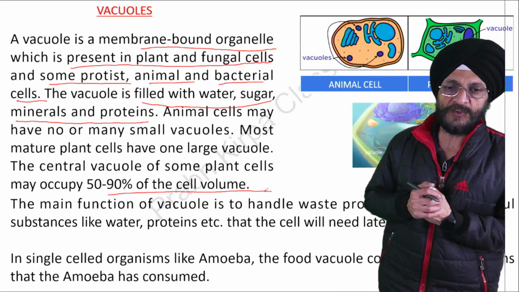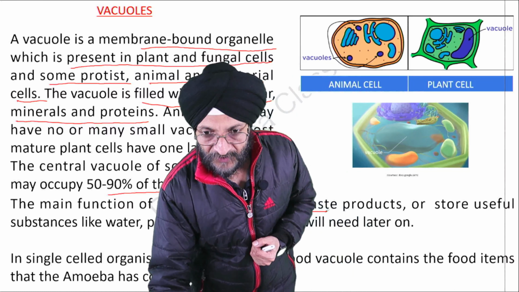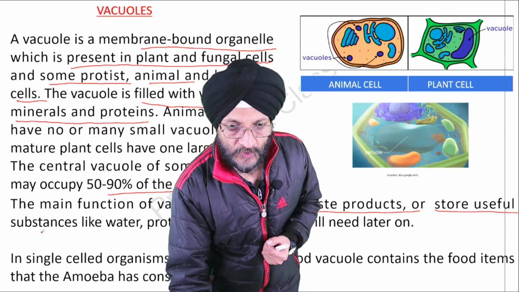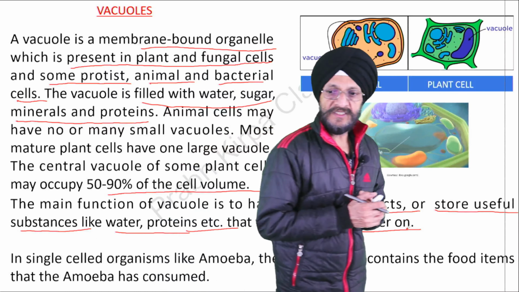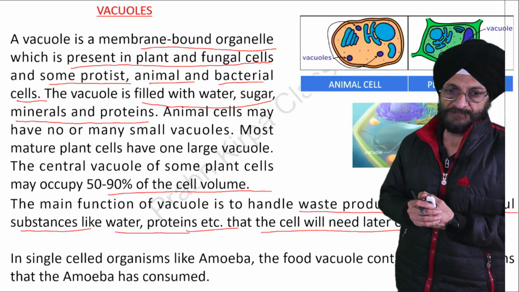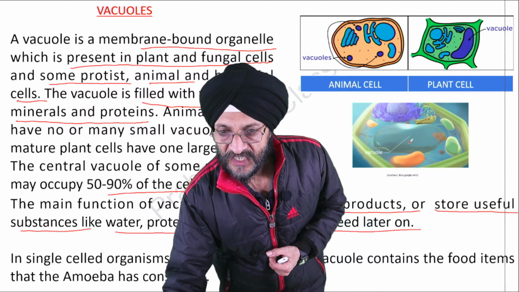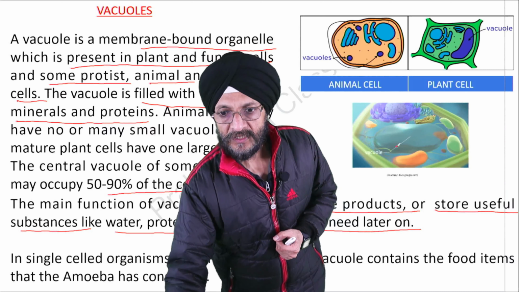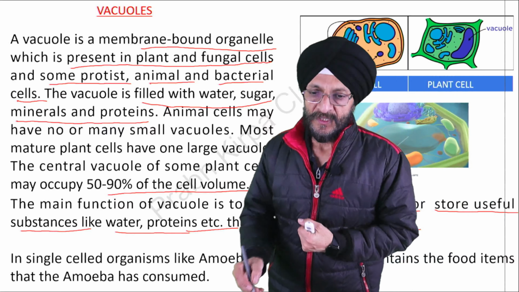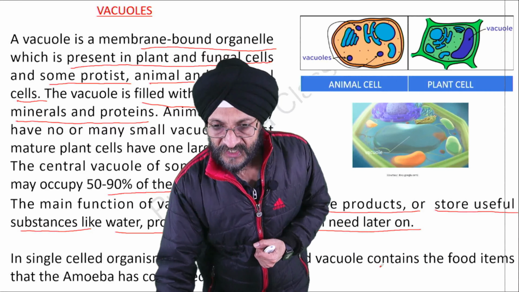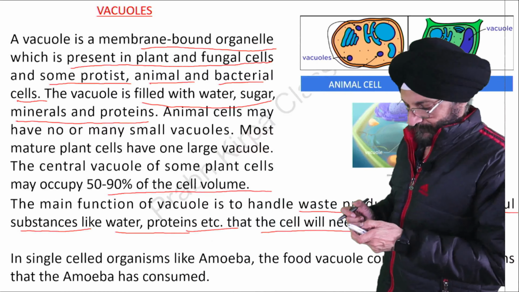What is the function of the vacuole? The main function of the vacuole is to handle waste products or store useful substances like water, proteins, etc. that the cell will need later on. In this picture, this is the vacuole which has been shown in the case of plant cell. In a single cell organism like amoeba, the food vacuole contains the food items that the amoeba has consumed.